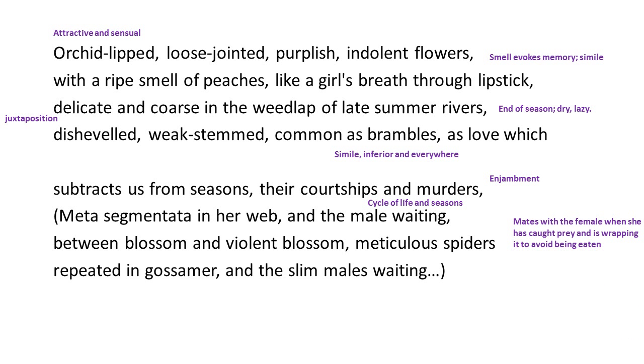Meta segmentata is a type of spider that mates with the female when she's caught her prey and is wrapping it to avoid being eaten. So they sort of lurk around the edges of the female's webs, and then while the female is distracted, that's when they mate with them. But you've got this juxtaposition of meticulous and gossamer, which is the very fine silken thread of the web, with the violence of the mating and the danger of the mating.